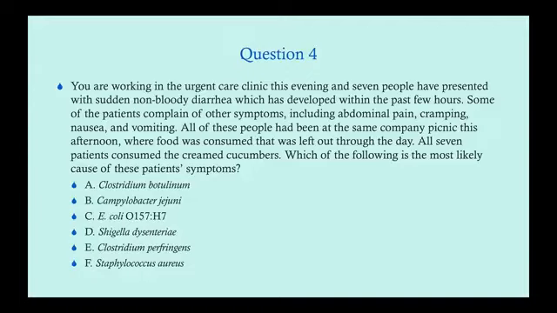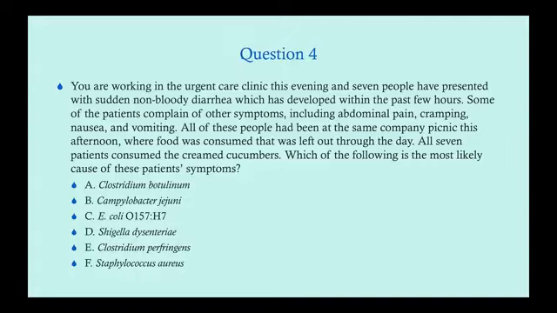Which of the following is the most likely cause of this patient's symptoms? A. Clostridium botulinum, B. Campylobacter jejuni, C. E. coli O157:H7, D. Shigella dysenteriae, E. Clostridium perfringens, or F. Staphylococcus aureus. All right. So this is a common question, especially on step 1 and step 2. I don't know step 3 so much, but for step 1 and step 2, you've got to know this.